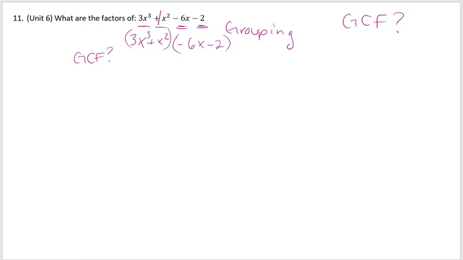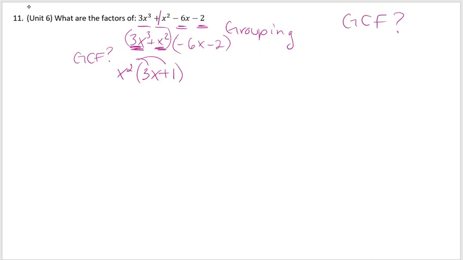Ask yourself, what can I take out or factor out from these first 2 terms? These first 2 terms have at least 2 x's in common. So we're going to factor out x squared, and we're going to end up with 3x plus 1. Just to double check if this is true, you can always multiply back and you end up with 3x to the third power and x squared.